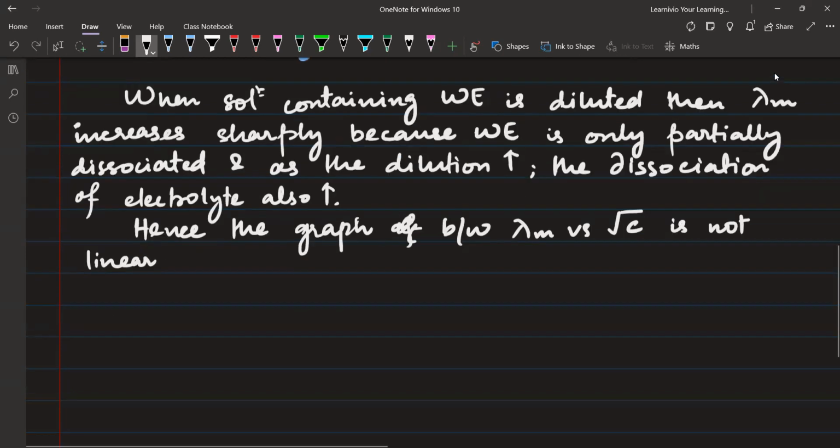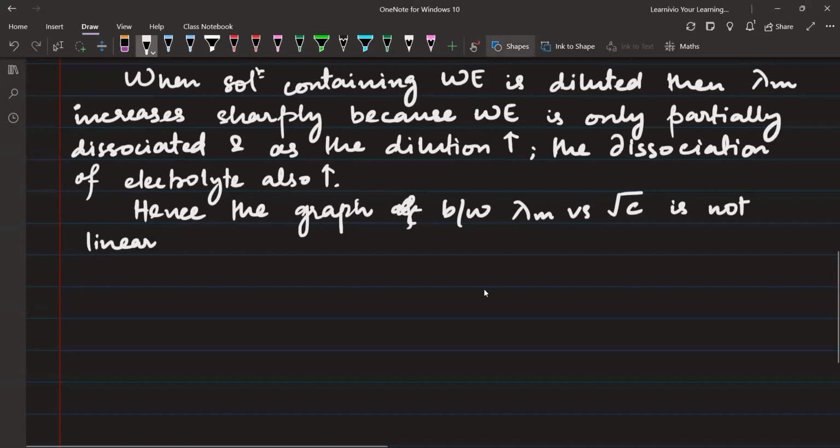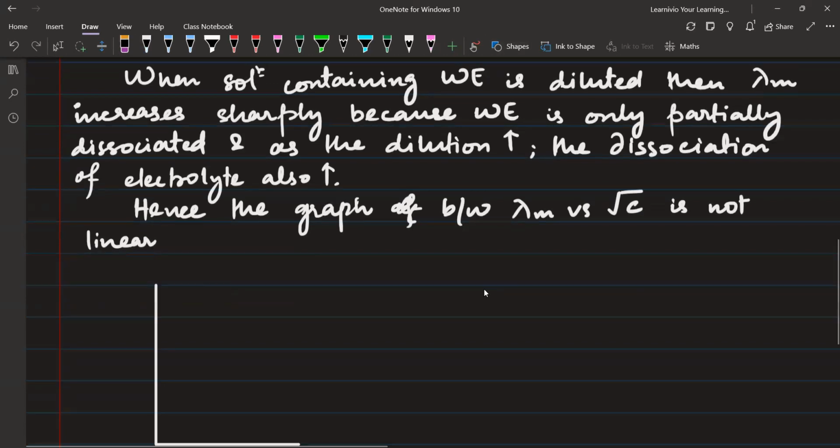So, how does the graph look? Don't draw the graph now. Let me draw it, and then you will be able to draw it easily.